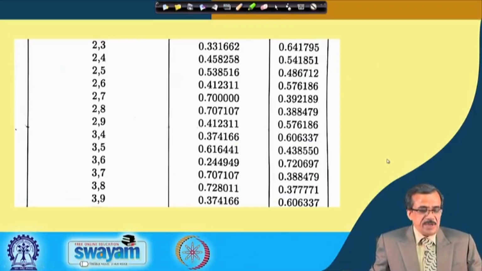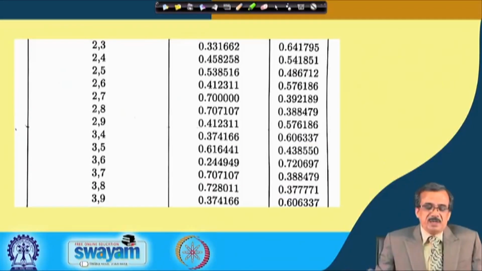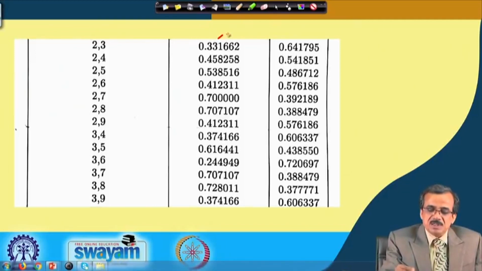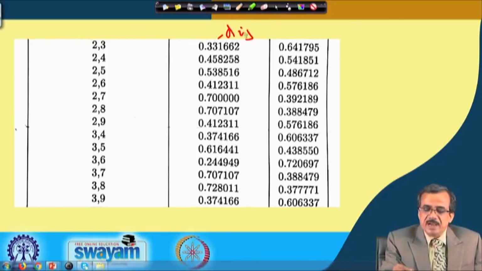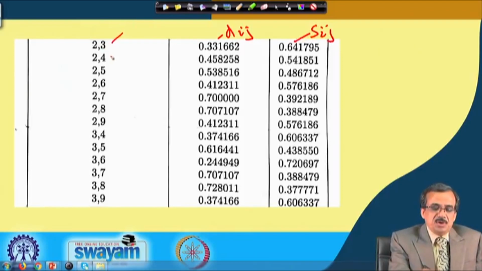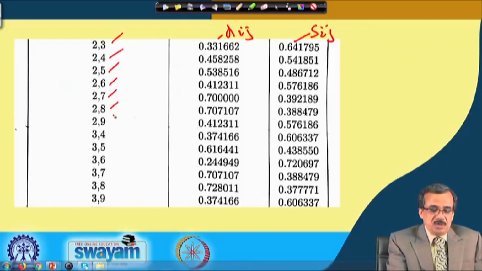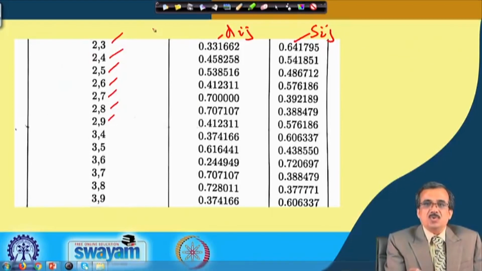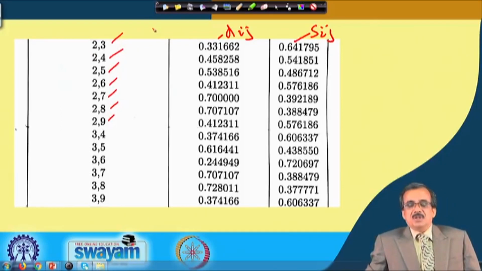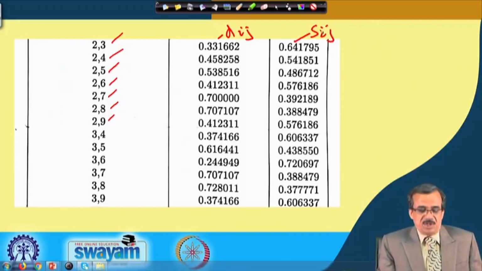Now, by following the same procedure, I can also find out the Euclidean distance, that is d_ij, and the similarity, that is S_ij, between 2 and 3, 2 and 4, 2 and 5, 2 and 6, 2 and 7, 2 and 8, 2 and 9. Here I should not determine 2 and 0, because I have already determined 0 2, then 2 and 1, because I have already considered 1 2. So, I can find out the Euclidean distance and the similarity.